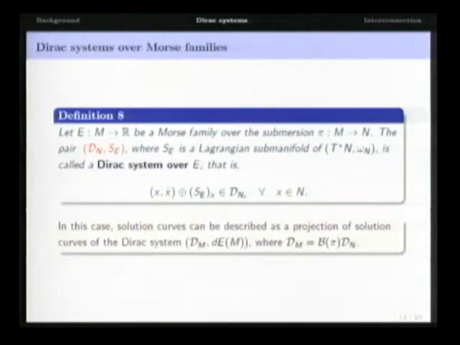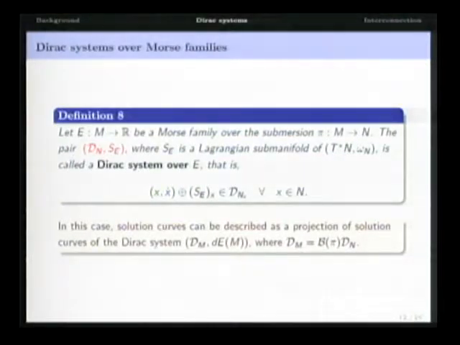So in this case, we say a Dirac system over Morse family is, the first part stays the same, but in the second one, we no longer have the differential of E, but we have this Lagrangian submanifold. So it happens to be a bit more general. So we just extended the notion of Dirac systems.